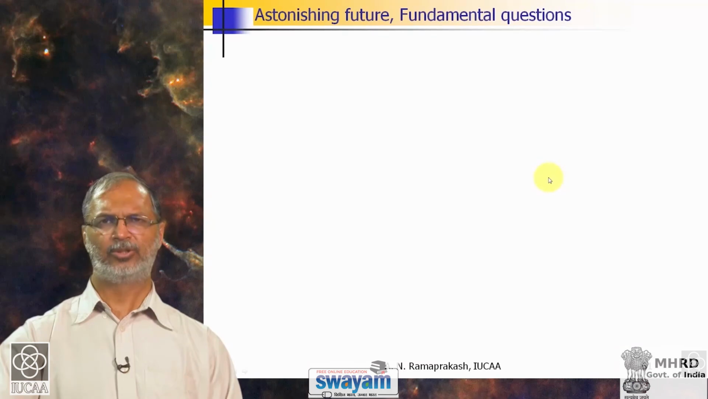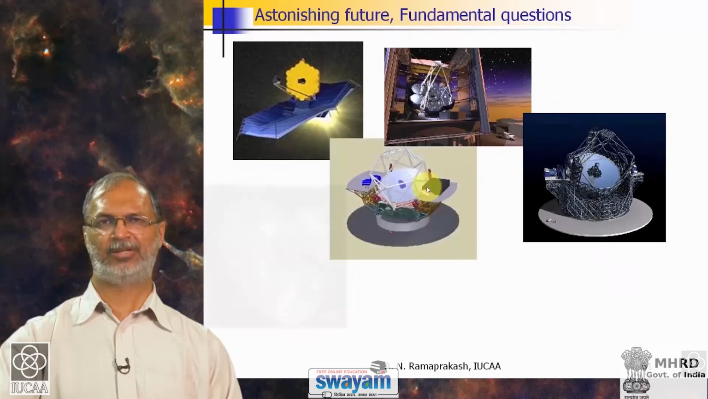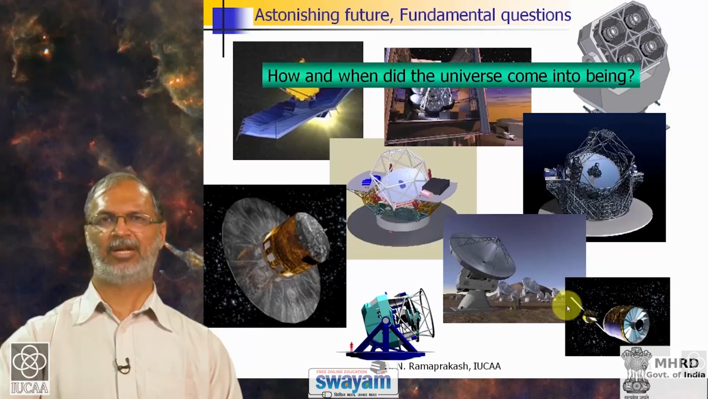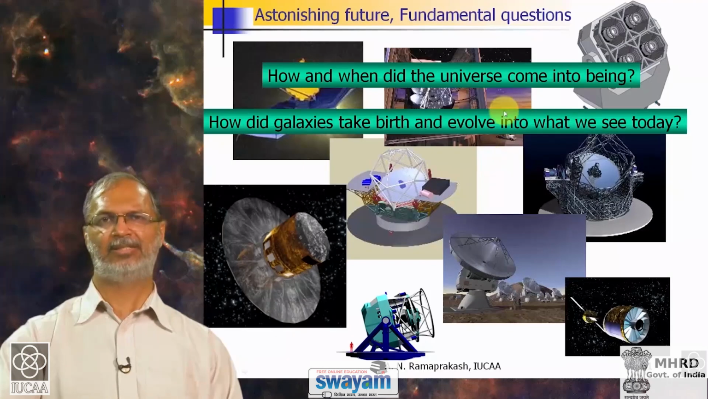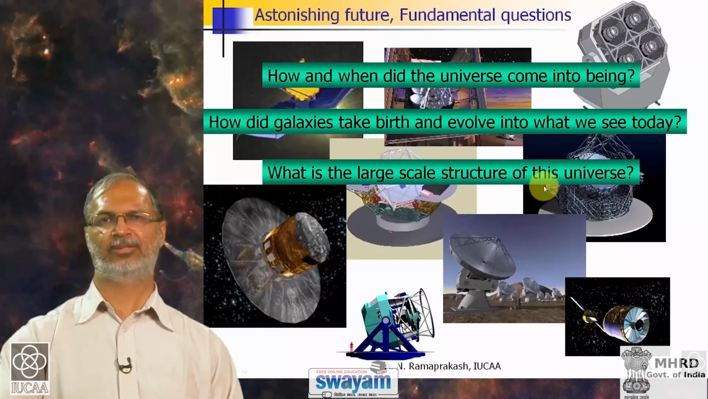So, to summarize, we are poised on the verge of a revolution in astronomy with a large number of new facilities being built around the world, both operating from space and from ground. And these facilities will allow you to ask and answer maybe some of the most fundamental questions you can ask ever, like how and when did the universe come into existence, is this entire universe we live in, are there other universes like this, how did galaxies take birth and evolve into what we see today, why did these galaxies assemble into these large scale structures of clusters of galaxies, superclusters of galaxies, all arranged into filamentary shapes and so on. So, what is really the large scale structure of the universe?